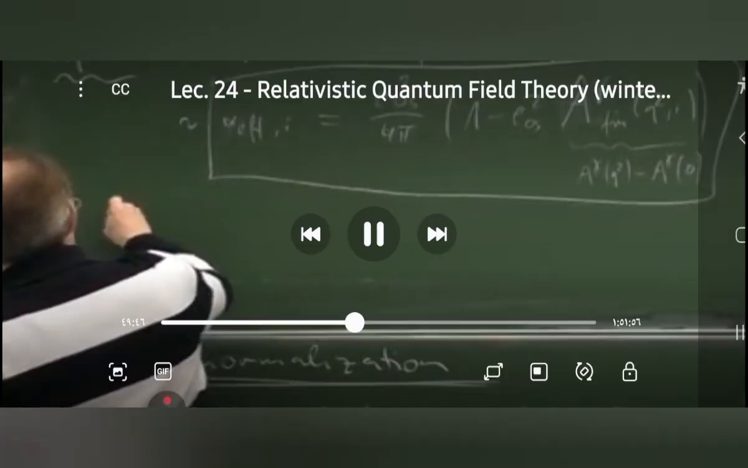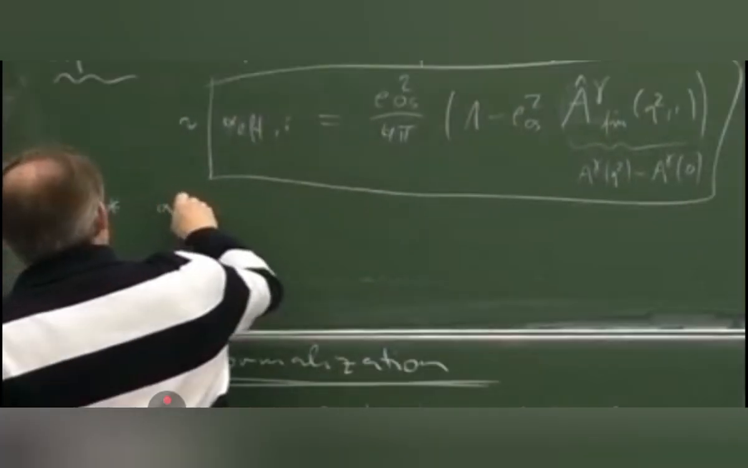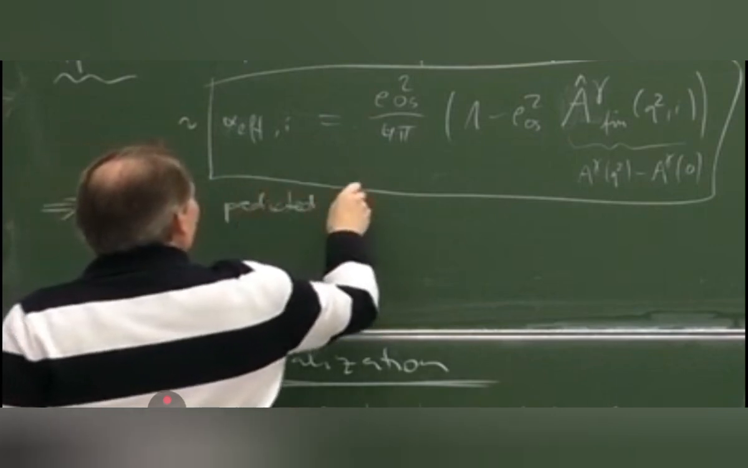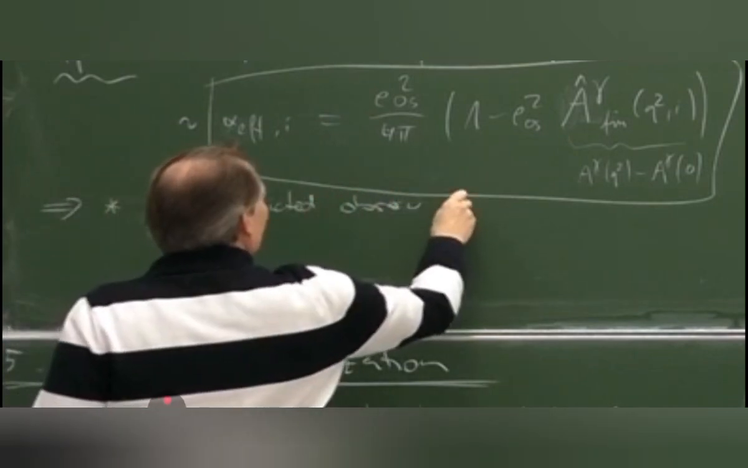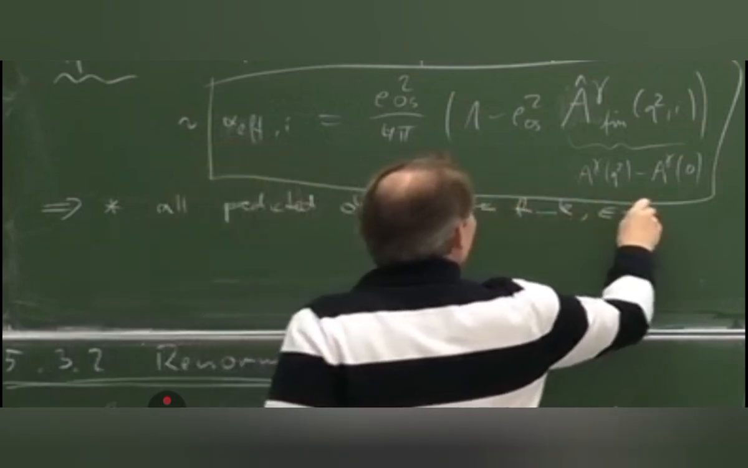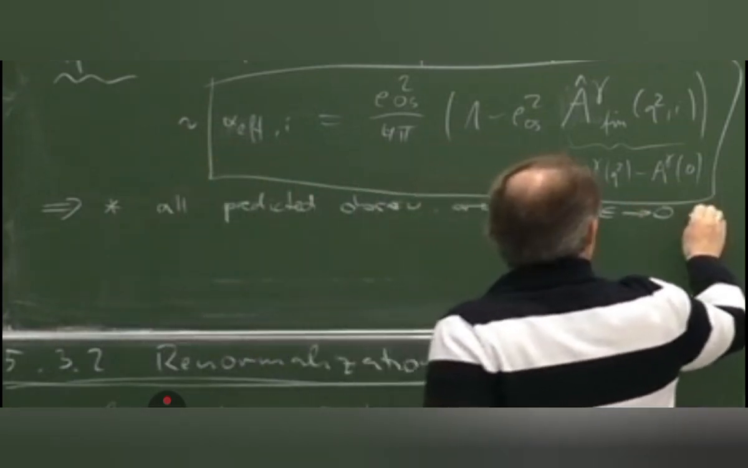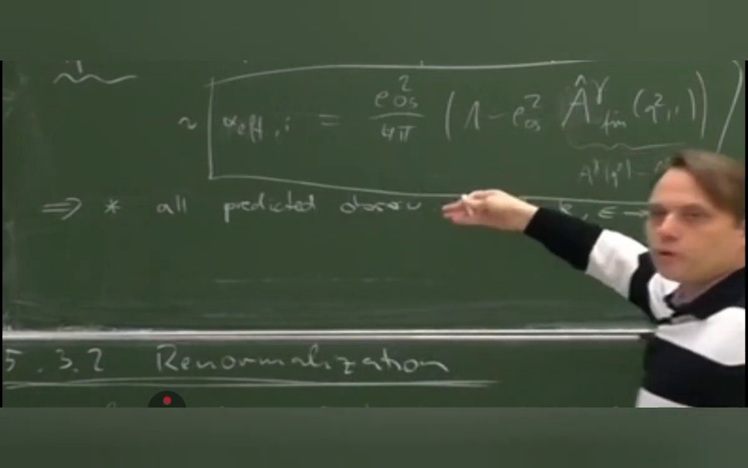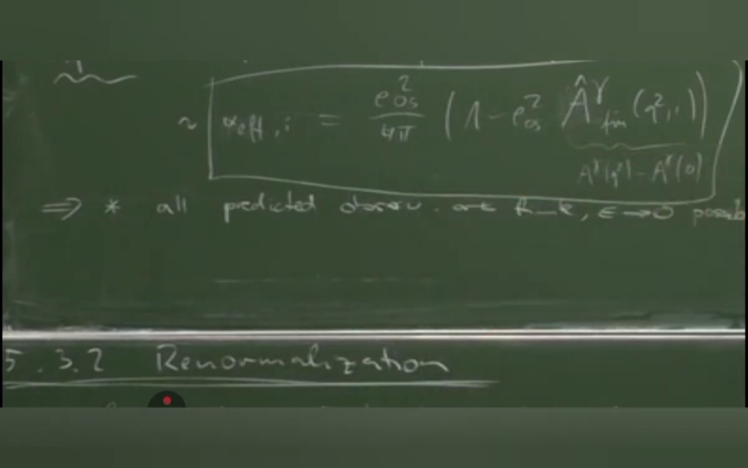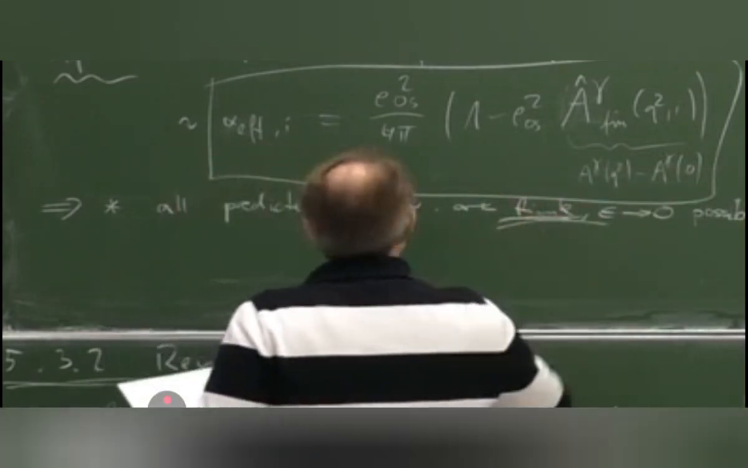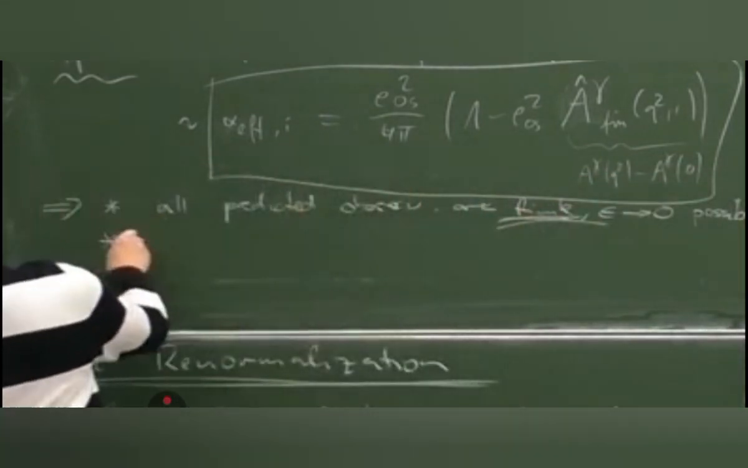So, all predicted observables are finite. Epsilon going to 0 is possible. So at this point we can remove our regularization and take that limit, and that is what we now do. So we have established the finiteness for all observables.